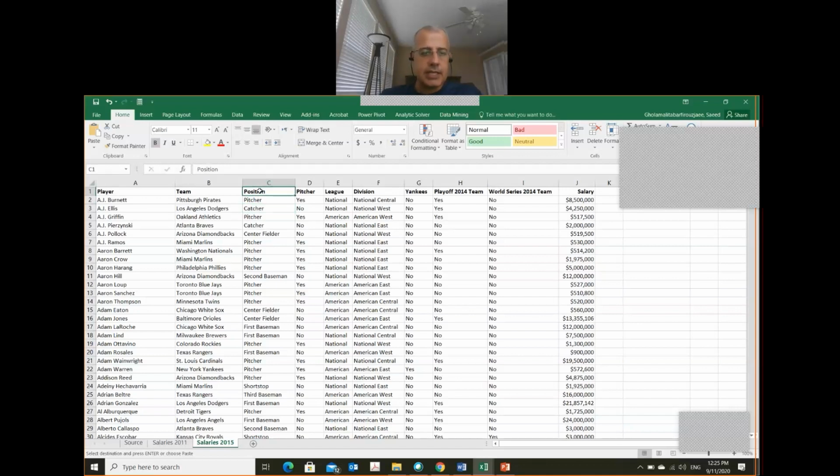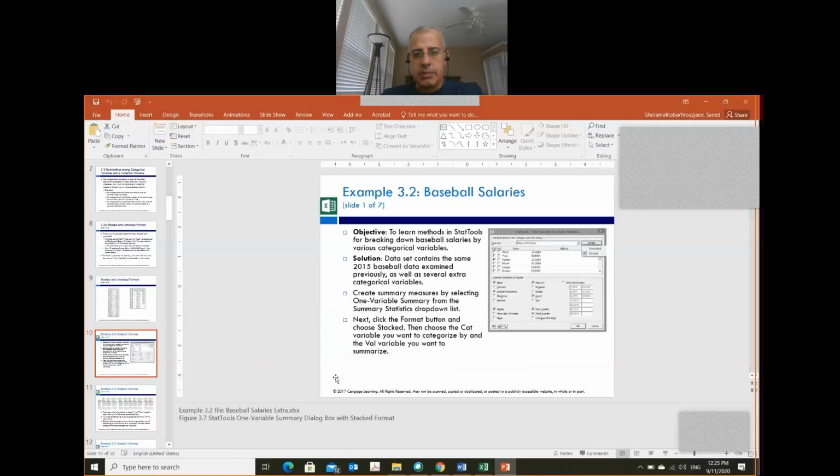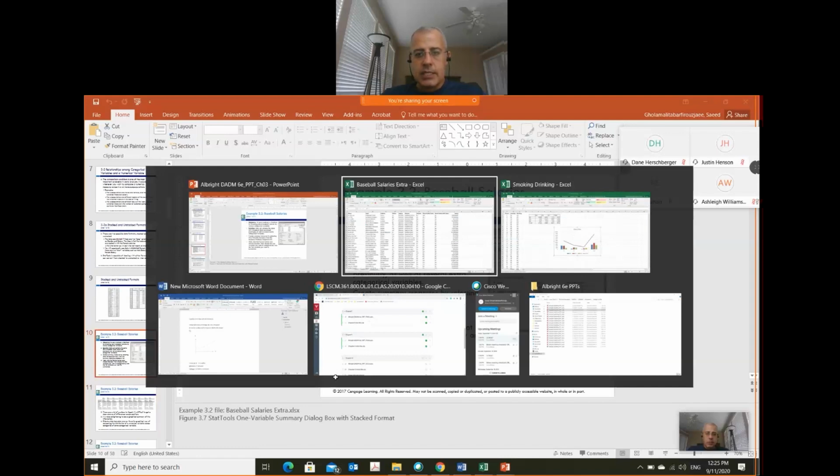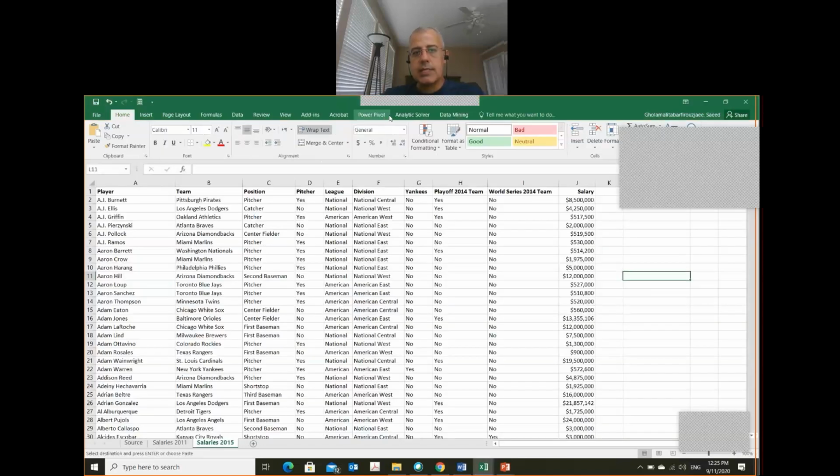So we have these categories, categorical variable. We have these categories, pitcher, catcher, center fielder, and etc. And we want to see if their salary varies by their position. So first, we can use something like a pivot table for this kind of variable. The easiest way is to use the StatTools.